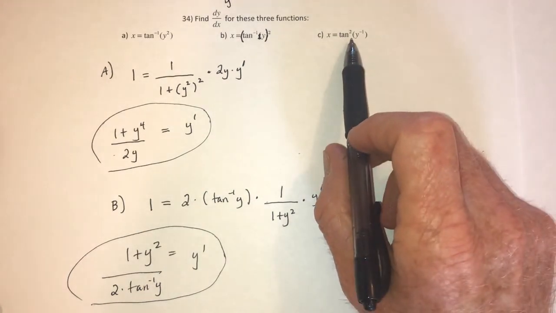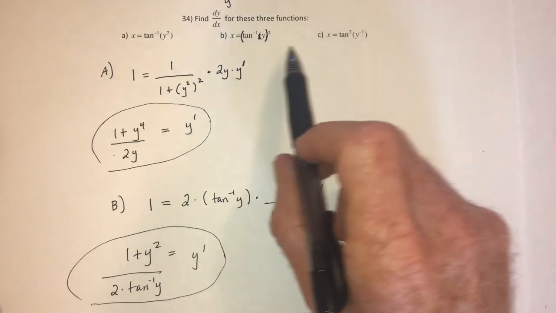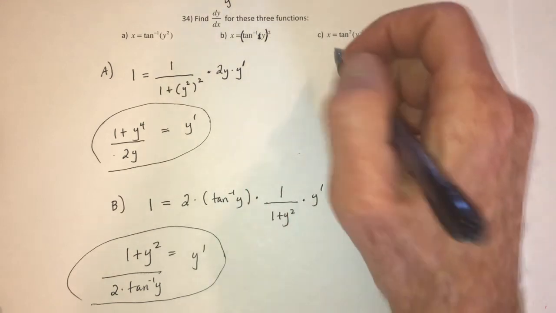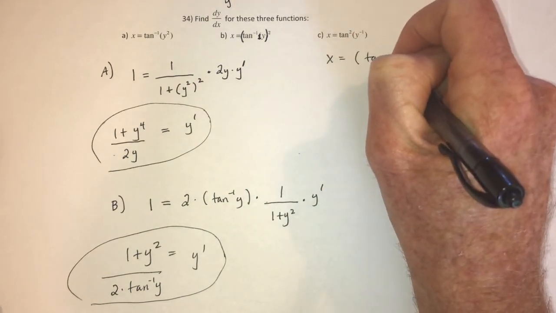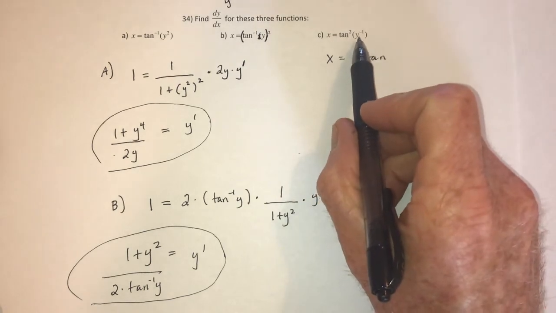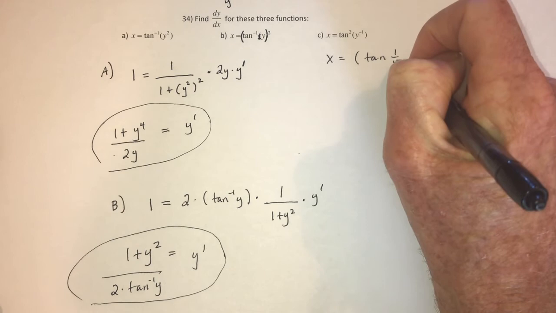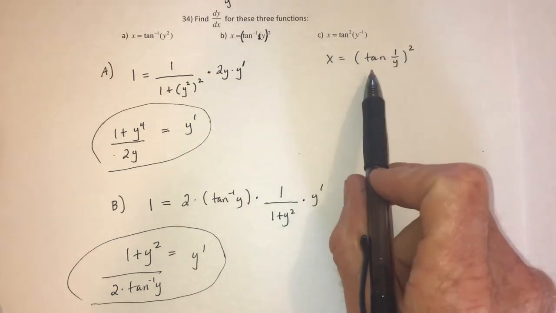Then what about this one? Well, this square can be written like that, or it can be written like that. They both mean the same thing. And the y to the minus 1, that means 1 over y. So another way to write this problem is like this.